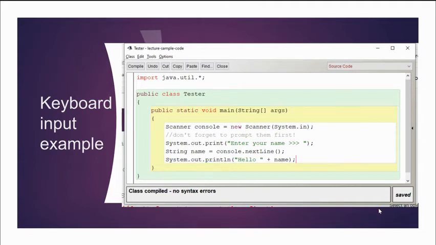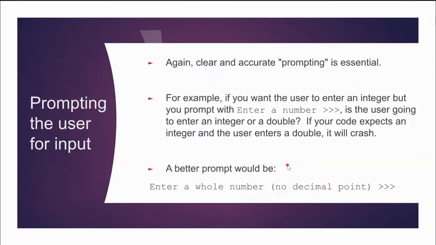So here we have a code sample. We have a scanner called console. We have a prompt, System.out.print, "Enter your name." And then we retrieve the name with nextLine and store it in a variable called name. Then we can print "Hello" and the name.